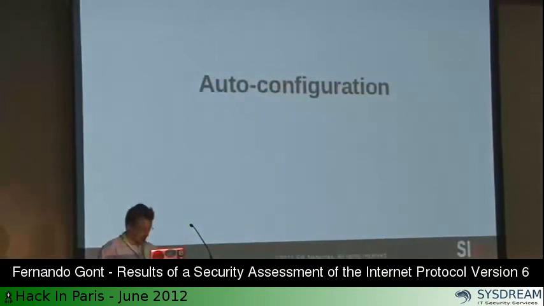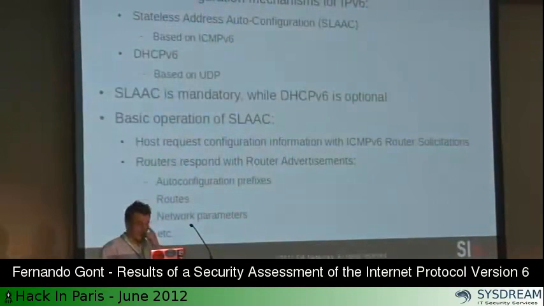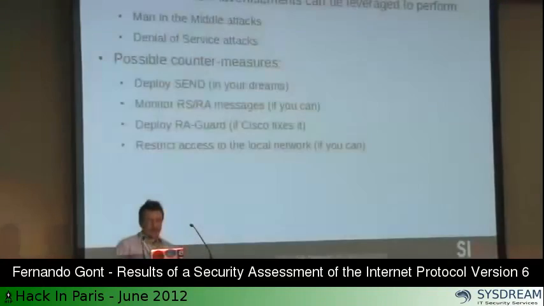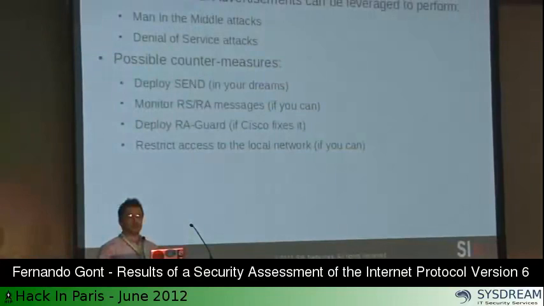A couple of words about auto configuration. In IPv6, you have essentially two different mechanisms for auto configuration: SLAAC and DHCP version 6. SLAAC is mandatory, whereas DHCP version 6 is optional. The basic operation of SLAAC is that a host will send ICMP router solicitations and will receive the network configuration in router advertisements. That's a very basic way of doing auto configuration. And the possible vulnerabilities, of course, are trivial.